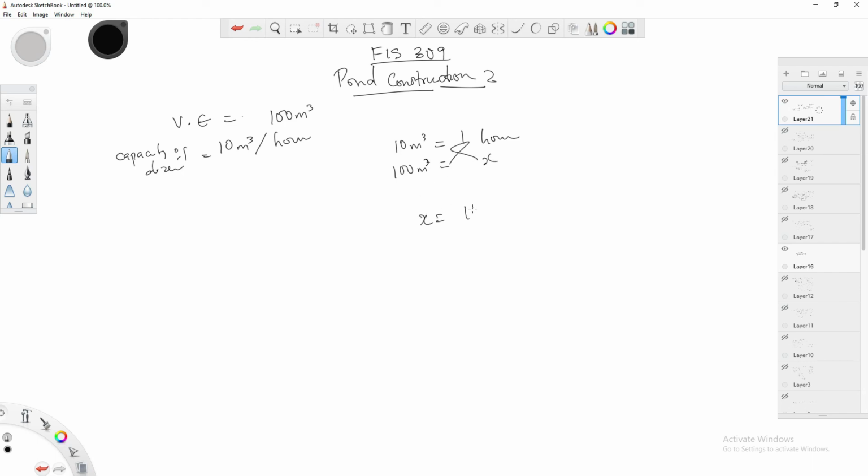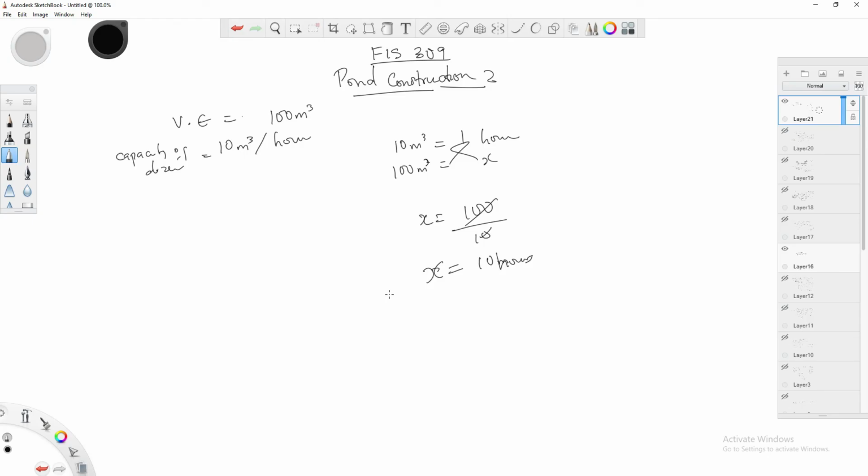Cross multiply, 100 divided by 10, x equals 10, so it is going to take it 10 hours to cover this, and it goes on like that. The rest is just simple mathematics. Every other thing that comes after is just relating formulas to one another.